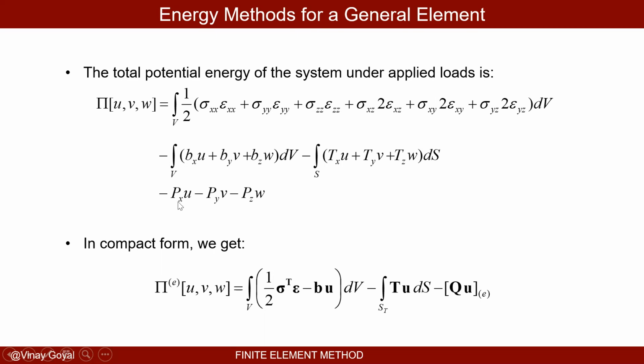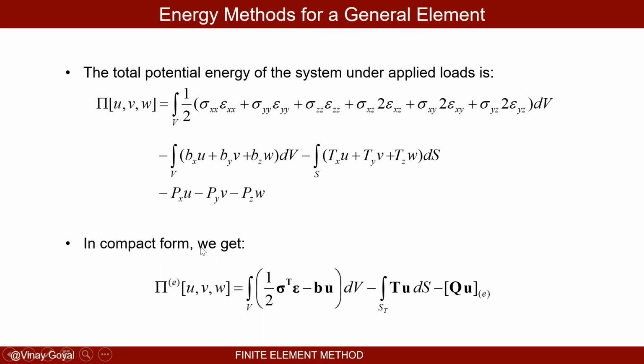And then you subtract any point loads that are applied, and these are the potential energies due to those point loads. So here's your total strain energy, and then here you have the potential energy due to loads applied: body forces integrated over the volume, traction forces integrated over the surface, and the point loads applied in the system. That is your total potential energy, and the idea is to find U, V, and W that minimize pi, because the ones that minimize pi are the ones that render the system in equilibrium.